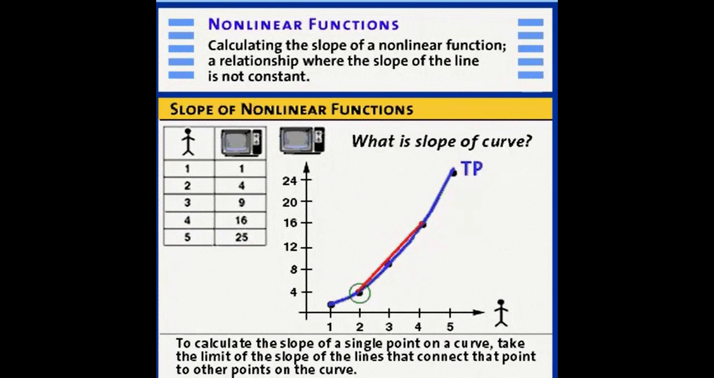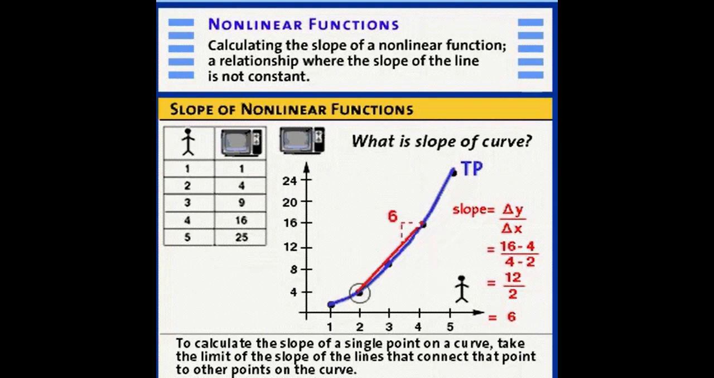Now, what's the slope of that red line that connects this dot with this dot? Well, let's calculate it. The slope of my red line is equal to the rise over the run, or the change in the vertical axis variable, that is a change in the number of television sets, divided by the change in the number of workers. The change in the number of television sets is 16 minus 4, which is 12, and divide that by the change in the number of workers, which is 4 minus 2. That gives me a slope of 12 over 2 equals 6. The slope of that line is 6.